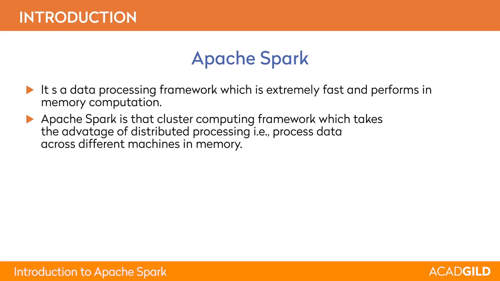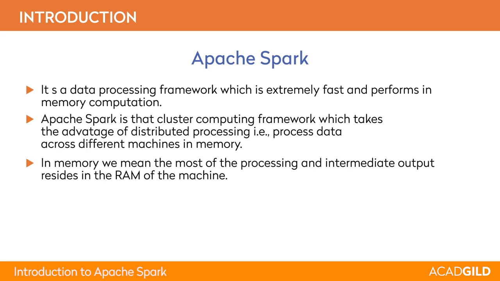That is, we process data across different machines in memory. By in-memory, we mean most of the processing and intermediate output resides in the RAM of the machines. This, however, increases the RAM requirement but performs processing which is extremely faster than the traditional systems or even compared to MapReduce.